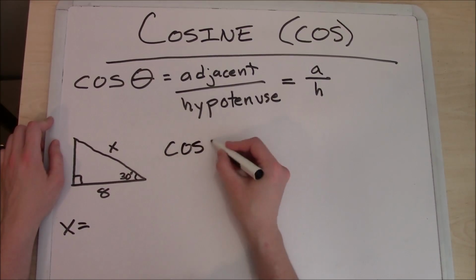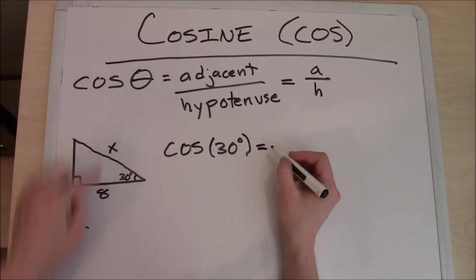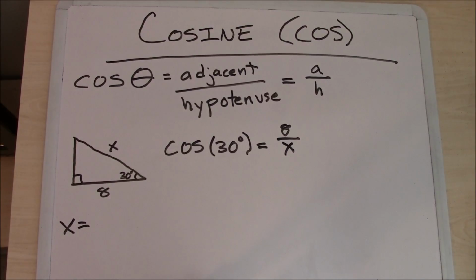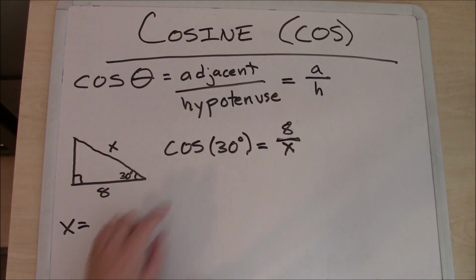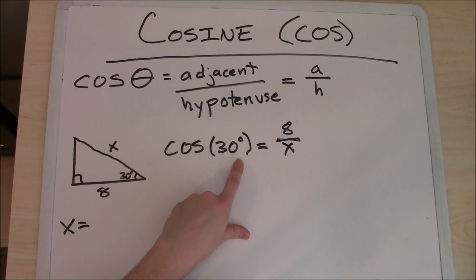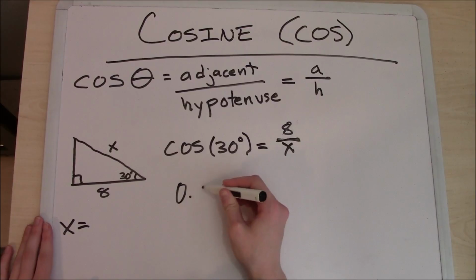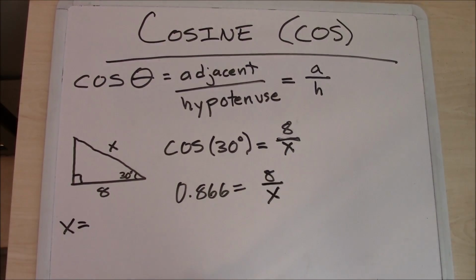So we know we've got cosine of 30 degrees equals adjacent, which is 8 over x. Awesome. So what do we do once we reach this step? Well, this is kind of nasty, so we're going to plug cosine of 30 into our calculator and figure out what value that gives us. Make sure that you put the degrees after the 30, because you're going to get a totally different answer if you don't. So what you're going to get is 0.866 equals 8 over x.